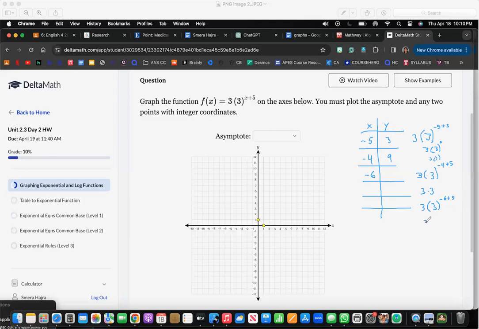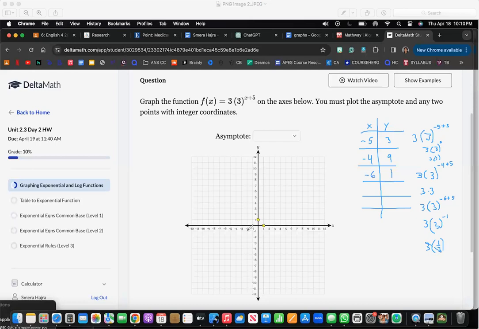That produces a fraction, but it's no big deal because the fraction is going to cancel out. So we get 3 to the negative first power. 3 to the negative first power is just 1/3. So 3 times 1/3, cancel the 3's out, you get 1.